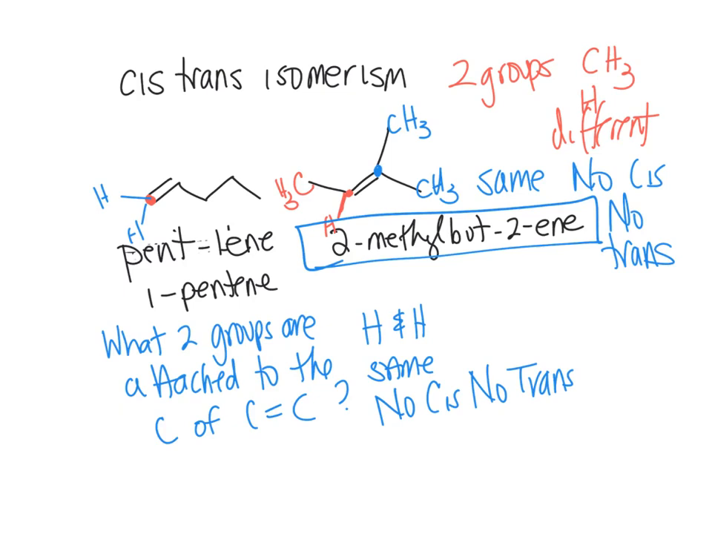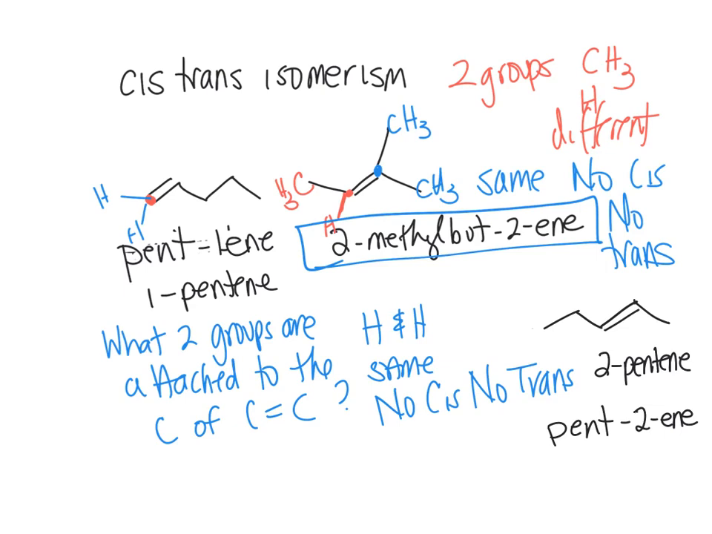Okay, so let's go to another one. Okay, so something like this, you could say, okay, we have 1, 2, 3, 4, 5. So this is 2-pentene, or you could say pent-2-ene. Do old school or new school.